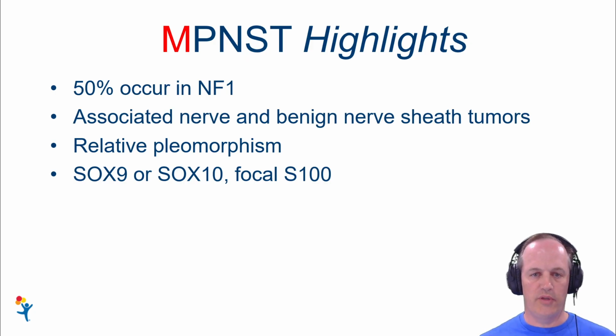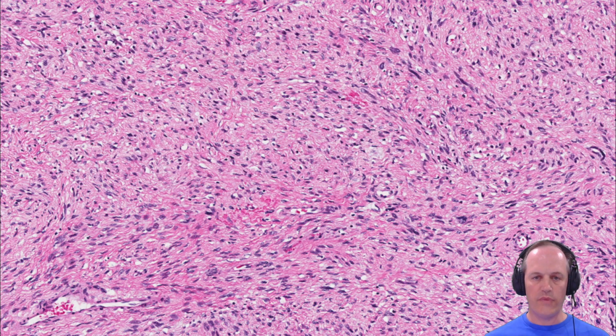I talked about the relative pleomorphism, and it's going to have that staining for neural markers. And you may see some S100. If you stained this slide for S100, my guess is you'd see a lot of it over here and much less of it in the area that's frankly MPNST.